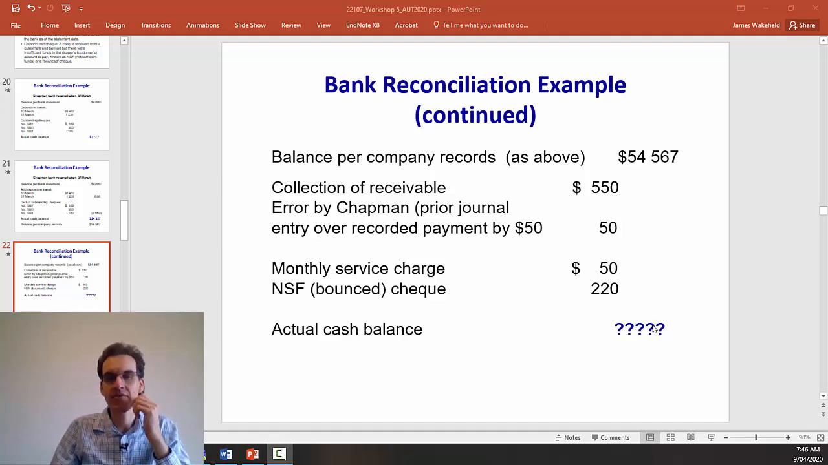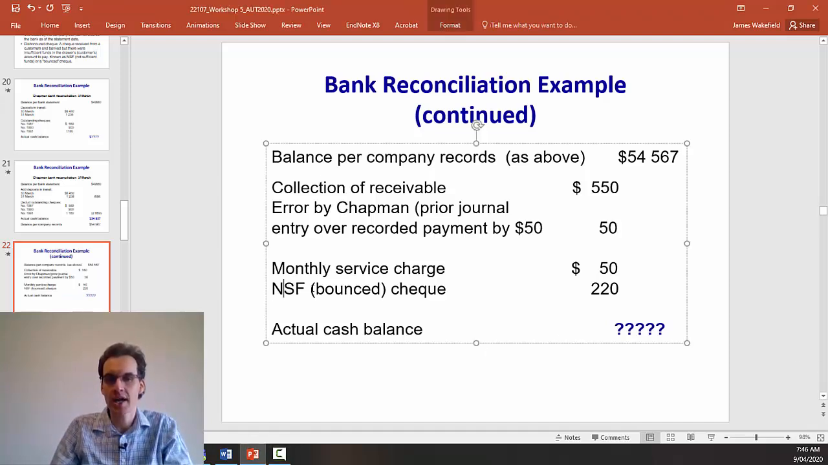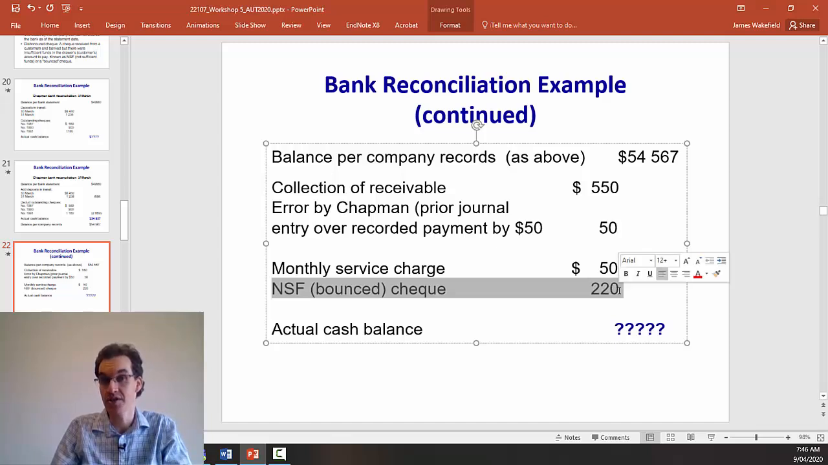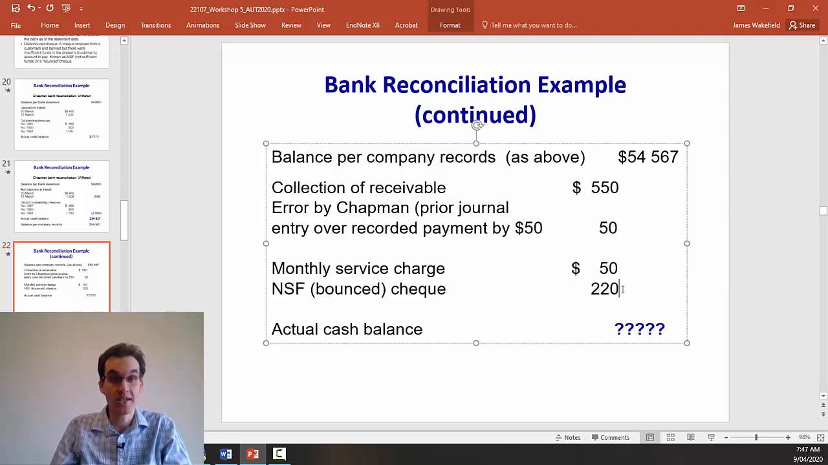So in this particular case, if someone gives you a bad check and you record that as a cash receipt, but then the bank indicates that you didn't get the cash, you need to reduce your cash account, so your T account balance, by that amount, which in this case is $220.